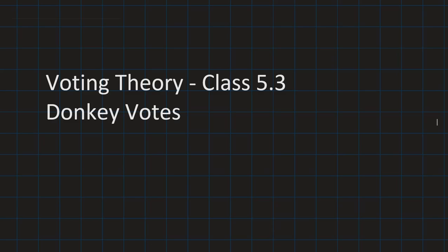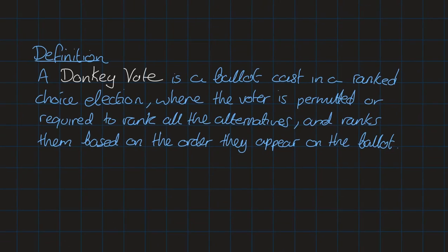In this video I'm going to talk about one of the downsides of an ordinal voting system. In particular, I'm going to talk about this phenomenon called a donkey vote, or donkey voting. Okay, so let's move on straight to the definition.